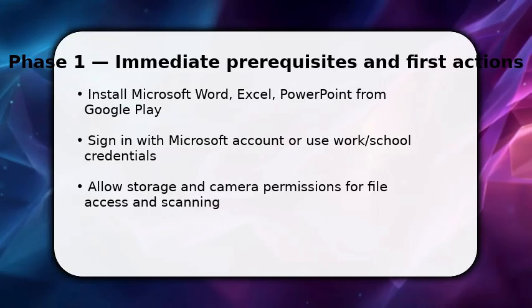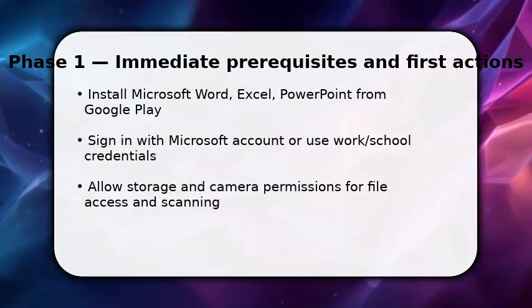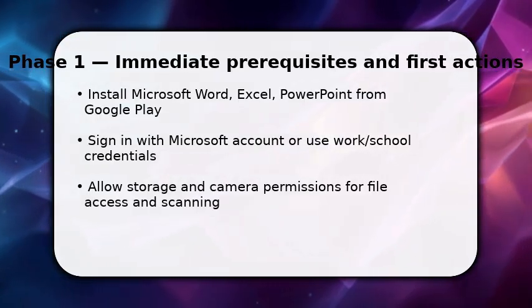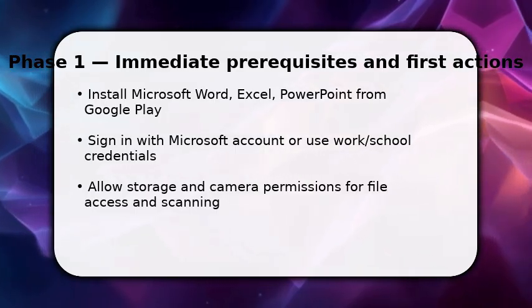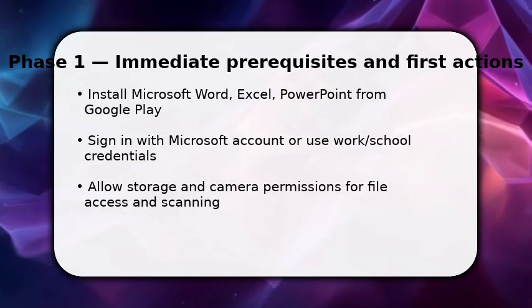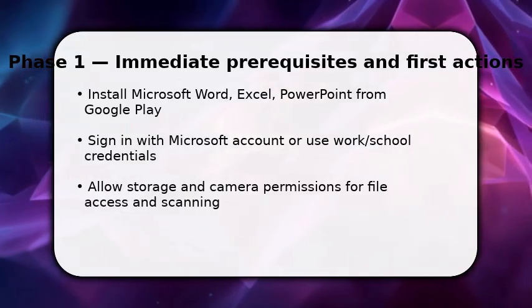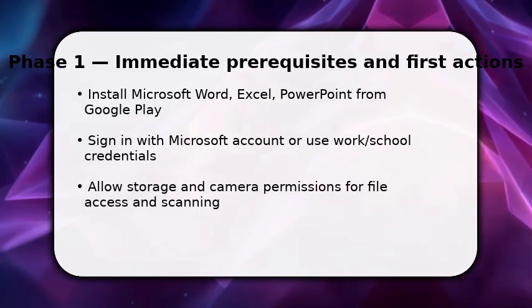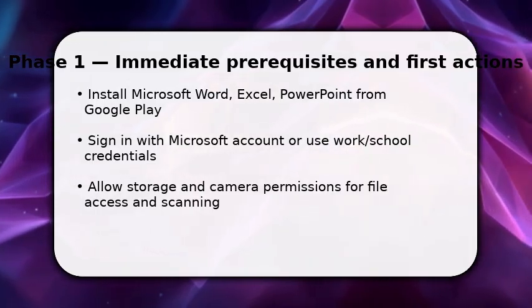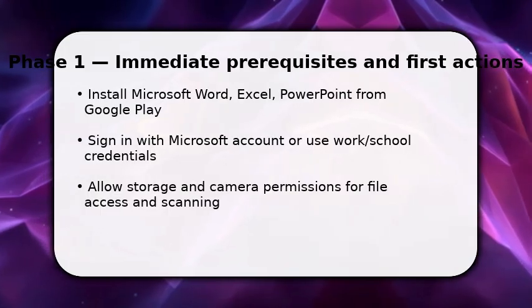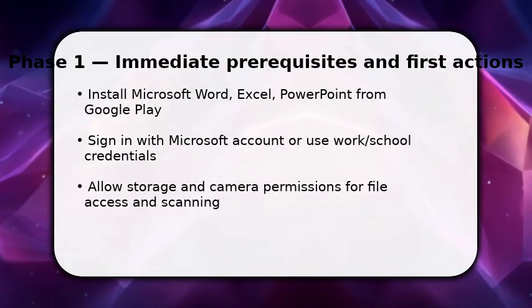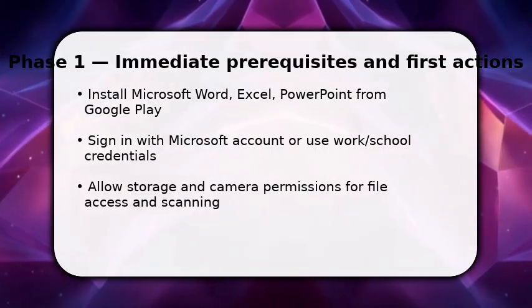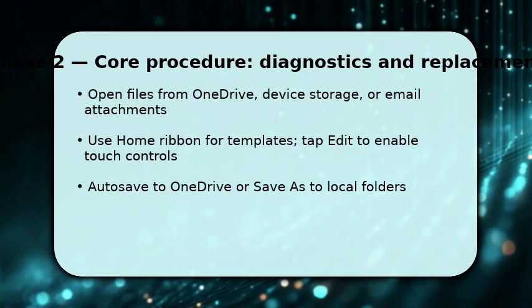You start by preparing apps and access. Install Word, Excel, and PowerPoint, then sign in with your Microsoft account so files sync. Once done, make sure to grant storage and camera permissions. This lets you open local files and scan documents. If you plan to edit heavy spreadsheets, switch to Wi-Fi to save mobile data. These steps set a reliable foundation, so your files appear across devices and editing features are available when you need them.